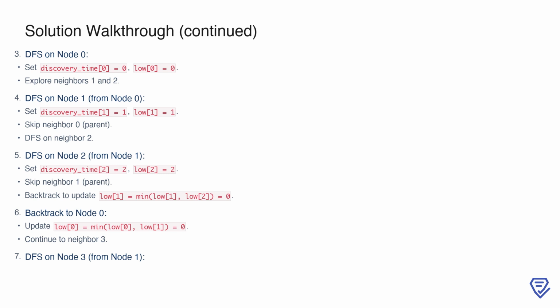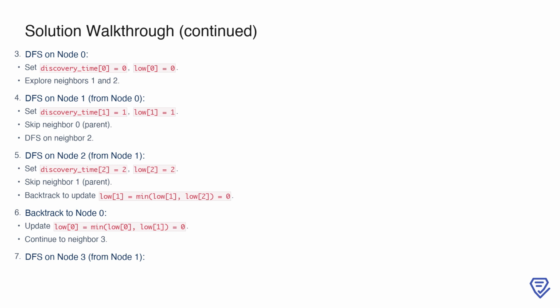Starting the DFS, we begin with node 0. We set its discovery time and low link value to the current timestamp, which is 0, and then increment the timestamp. From node 0, we explore its neighbors, starting with node 1. Moving to node 1, we set its discovery and low values to 1, the current timestamp, and skip its parent node, which is 0, as it's already visited. We continue the DFS by exploring node 1's neighbor, node 2. At node 2, we assign it a discovery time and low value of 2.